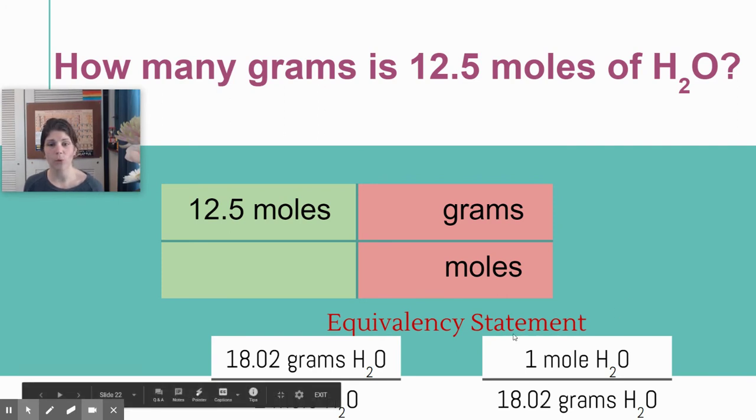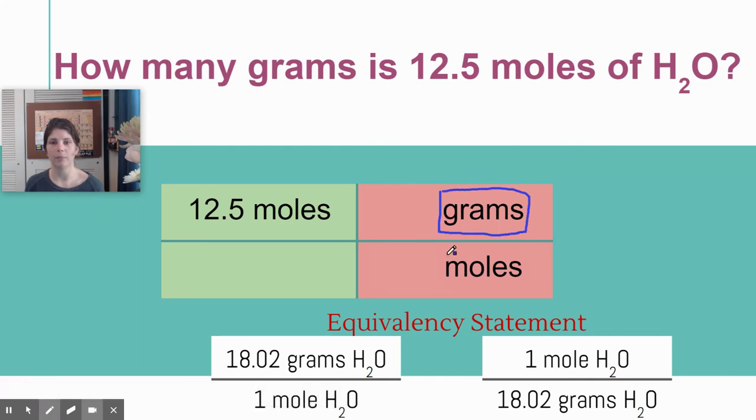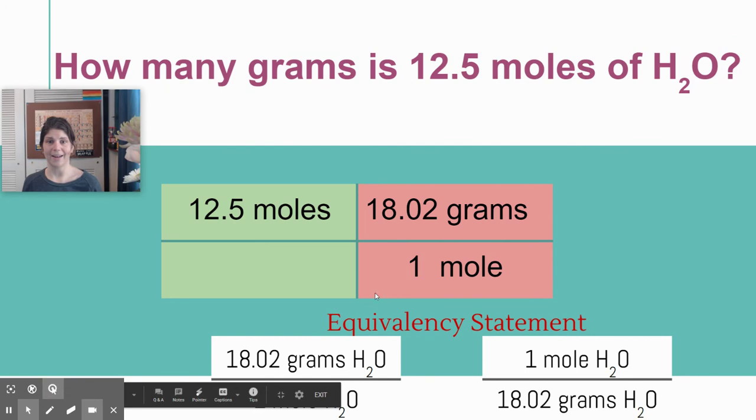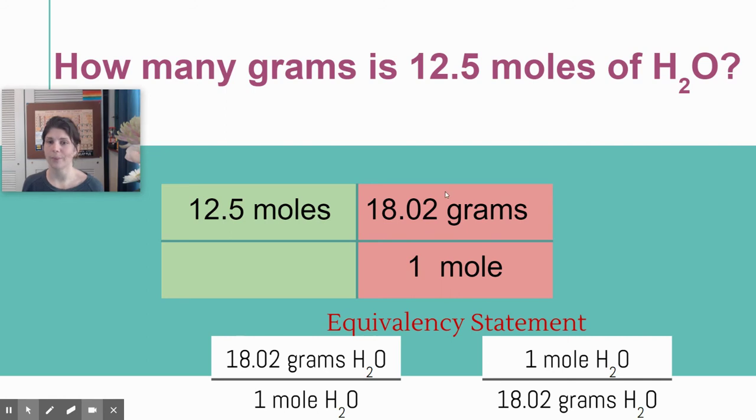So which one of these equivalency statements do we want to use? Well, we want to use the one that has grams in the top and moles in the bottom. Which equivalency statement has grams in the top and moles in the bottom? This one does. So I'm just going to plug in this equivalency statement, just 18 grams over 1 mole right there. So again, I matched the units. I want to convert to grams. I'm converting from moles. So I plugged in my equivalency statement. This is equal to each other.